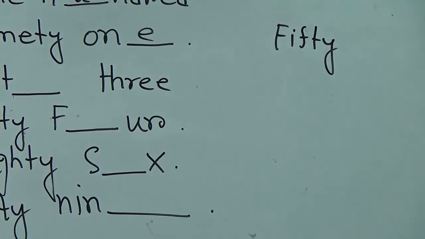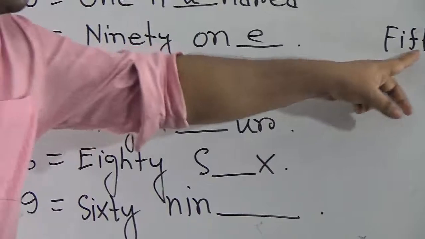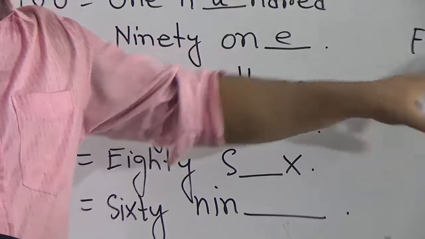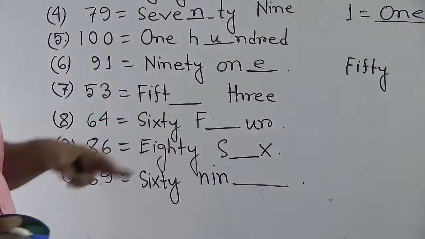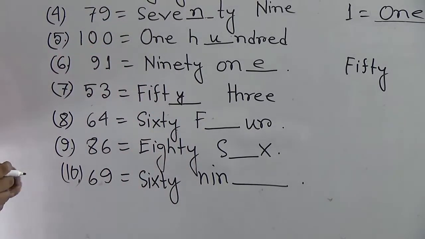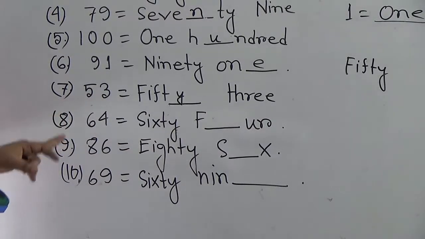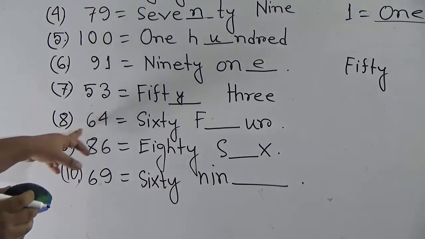50. My dear student, notice FIF, TT. So Y is absent. So in the gap we write Y. So 53. 7 number done. 8 number.